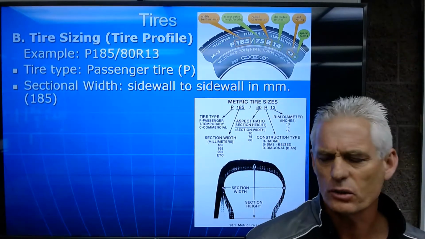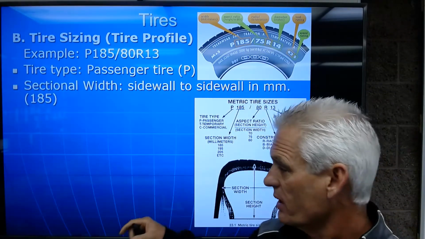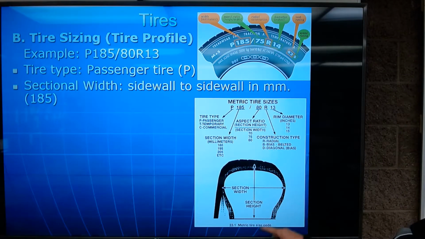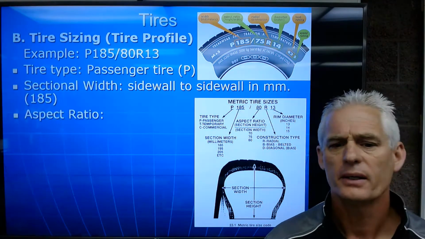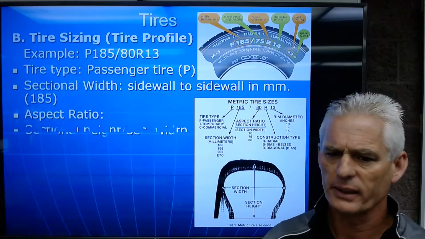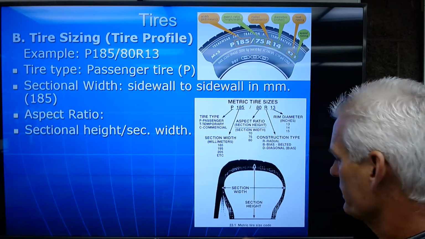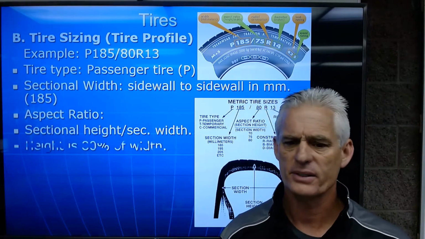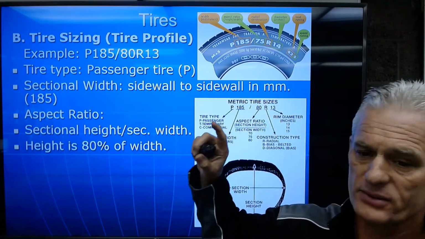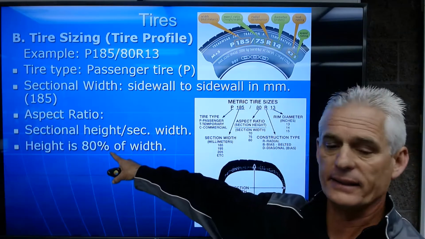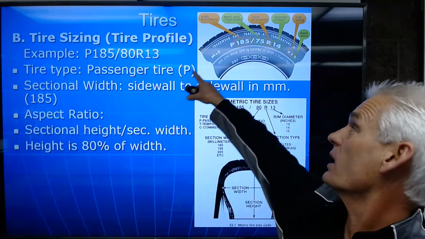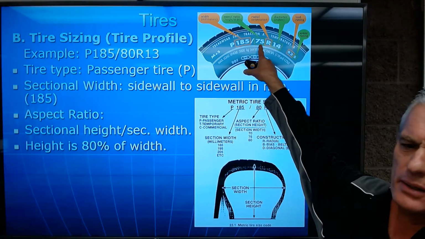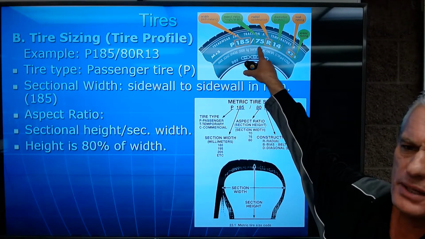So the sectional width, which is sidewall to sidewall, that you can see right here, is 185 millimeters. And the aspect ratio is a ratio between the sectional height and the sectional width. In this case, the height is 85% of the width, or this tire has a 75 aspect ratio. That means the height of the tire is 75% of the width.